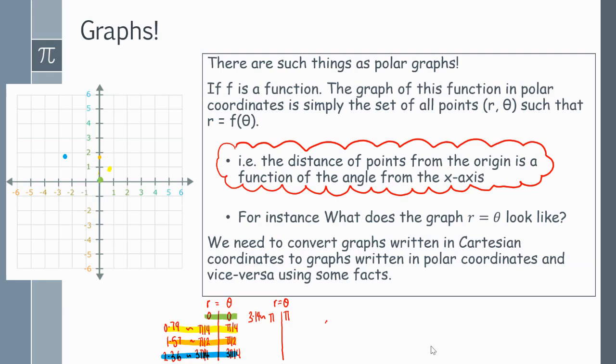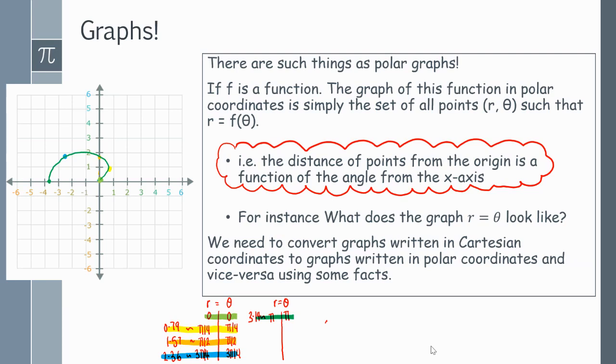Lastly, I'm going to put one more point in. When we have the angle as pi, that's taking me to the negative x-axis, and I'm going to be 3.14 units in that negative x-axis direction. So somewhere all the way between -3 and -4, I'm going to put my point on that x-axis. Now my graph is simply if I connect all of these points in a nice curved motion.